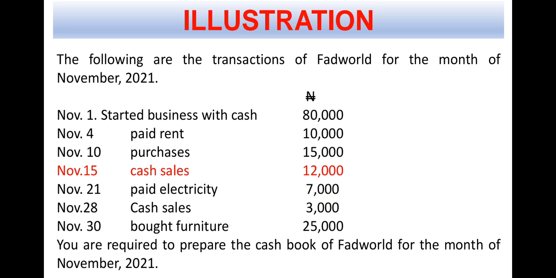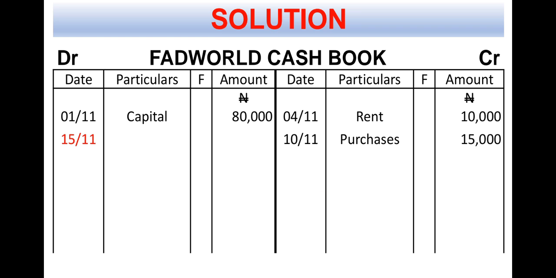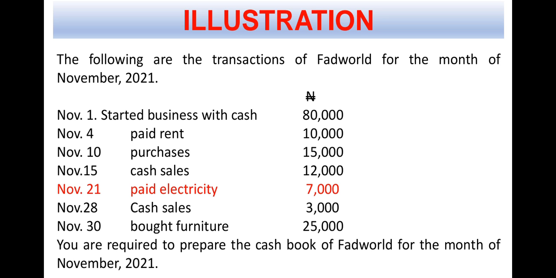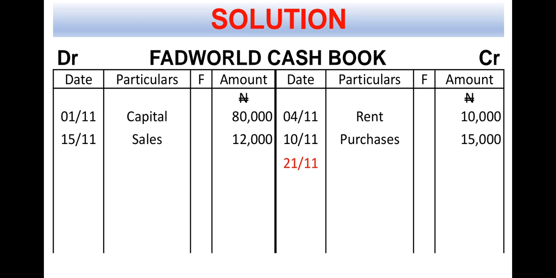Back to the question. November 15, cash sales 12,000 naira. When we sell, that means we are receiving money. That means the cash book will be debited. So go back to the cash book, November 15, that is 1511. Sales 12,000 naira. So back to our question. November 21, paid electricity. It's an expense. So that means cash is also going out this time around. That means we are going to credit our cash book with 7,000 for electricity. That is November 21, that is 2111. Electricity 7,000 naira. So back to the question.